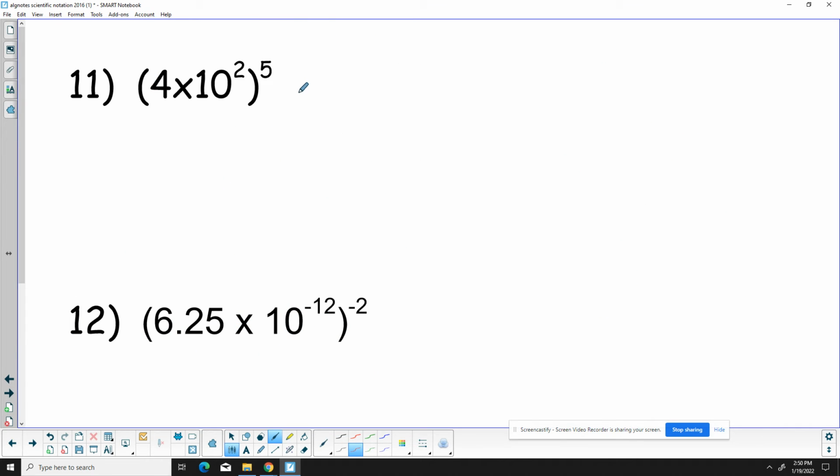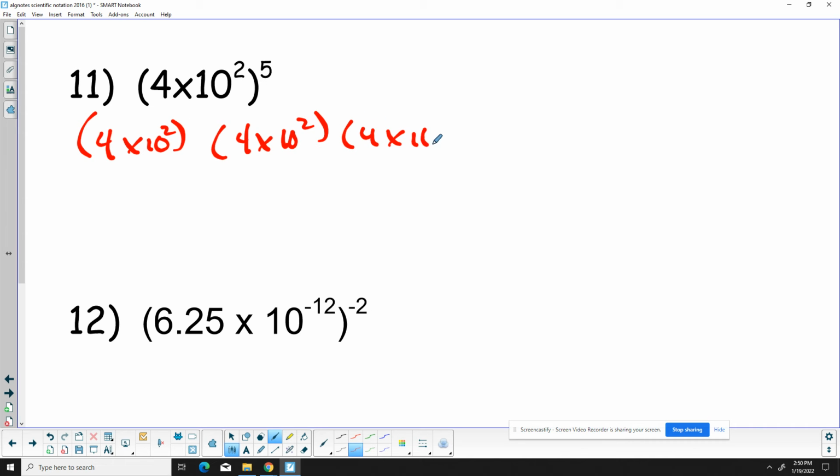All right, so this is power to a power. And I know that because what this means is 4 times 10, 4 times 10, 4 times 10, 4 times 10, and 4 times 10. So there's 5 of them. But that's okay to do when there's 5 of them. But what if it's 4 times 10 to the second, all raised to the 25th power?